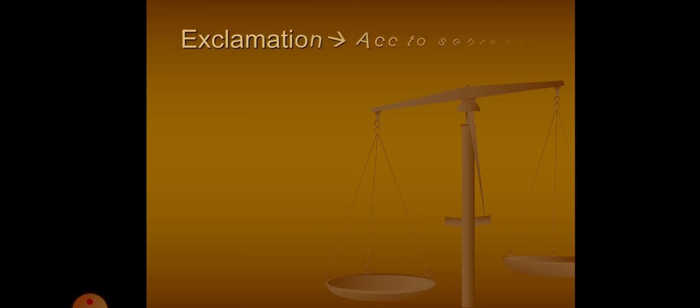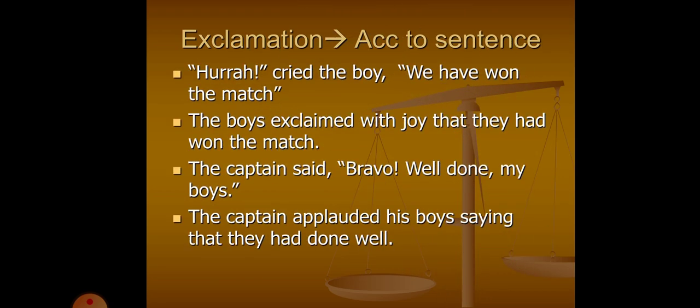Next you have the exclamatory sentence. Now what is an exclamatory sentence? An exclamatory sentence is a sentence which expresses a sudden feeling of joy, sorrow, happiness, fear, etc. So in this sentence, you will use phrases like exclaimed with joy, exclaimed with happiness, exclaimed with sorrow. These kinds of phrases you will be using. First example is, hooray, cried the boy, we have won the match. The boys exclaimed with joy that they had won the match.